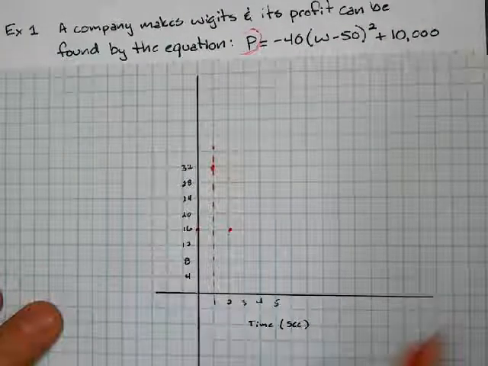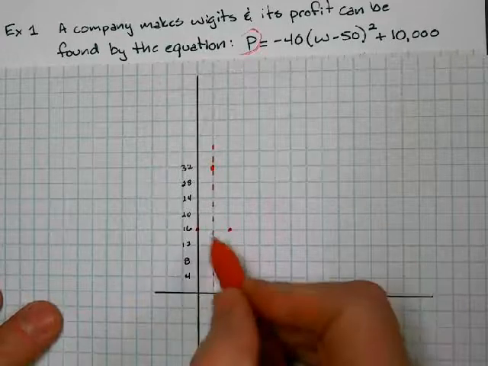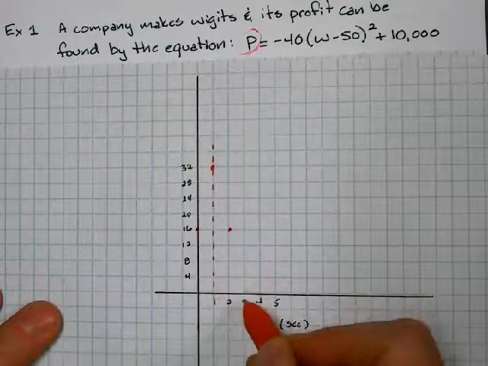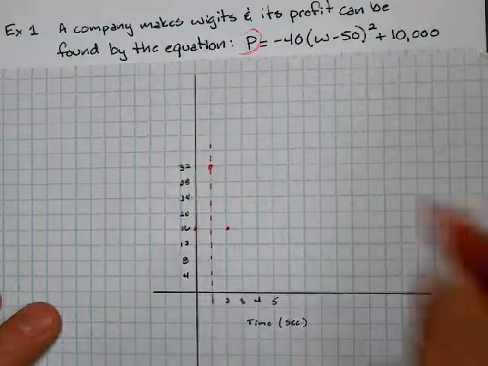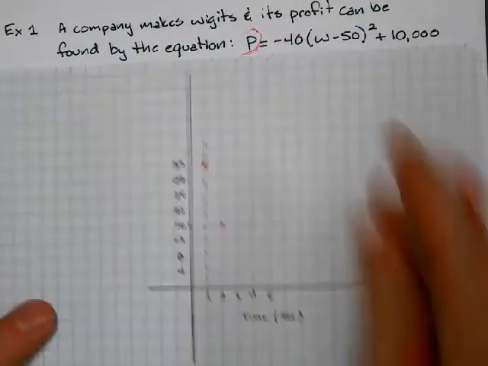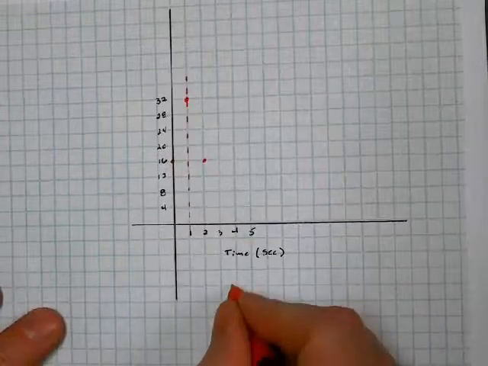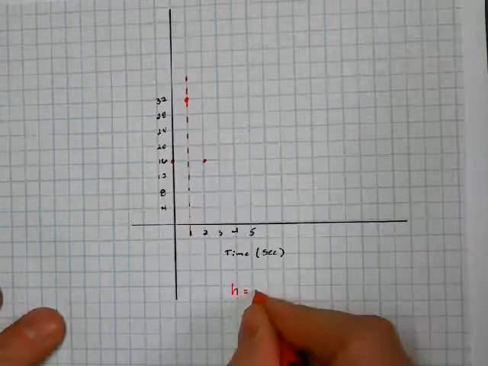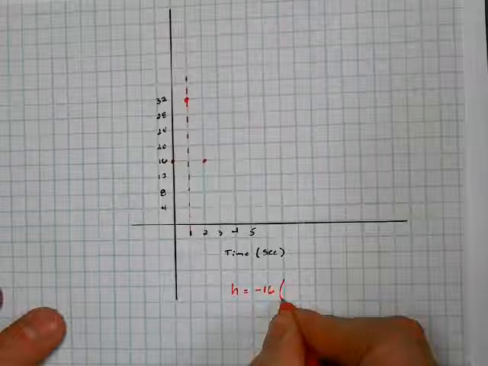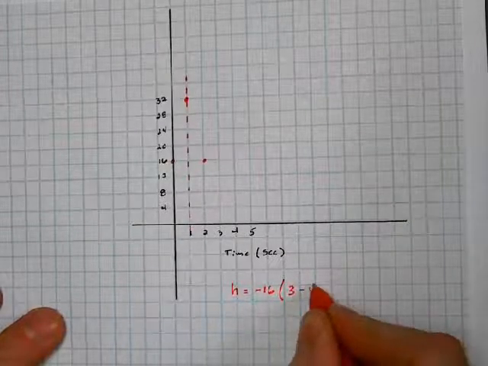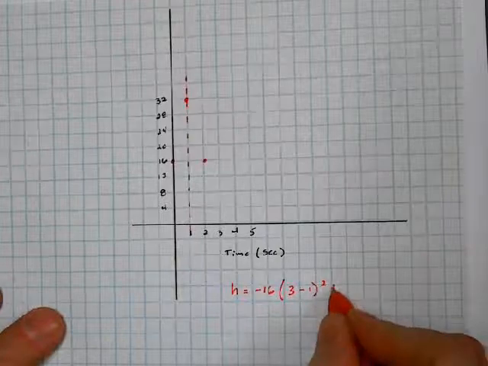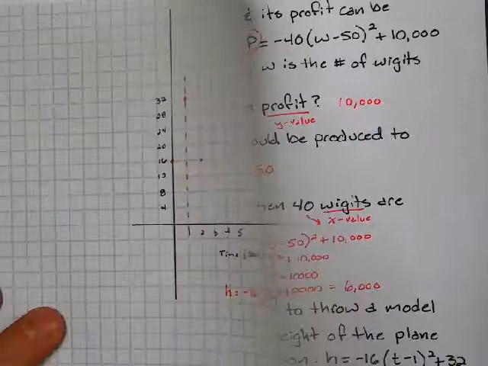So let's go ahead and do one more point. Let's plug in 3, because I know what 0, 1, and 2 are. Let's plug in 3 into our function. So remember, our function was h equals negative 16 times (t minus 1) squared, so we're going to plug in 3. And what was it, plus 32? Yeah, plus 32. All right, let's see what we get here.